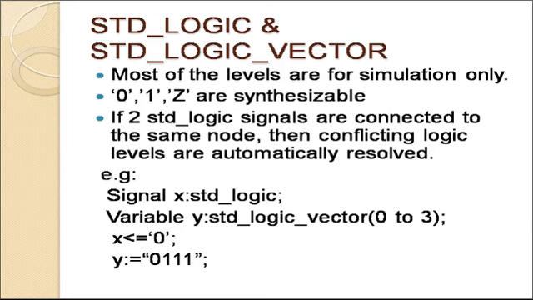The example is also given here: the signal X is std logic and the variable Y is a std logic vector 0 to 3, instead of 3 down to 0. Now it is 0 to 3. And you can also see the assignment operator: when the value is assigned to X, because X is a signal, the assignment operator is less than or equal to, and when a value is assigned to Y, because Y is a variable, you can see the assignment operator is colon equal to, and the value is written inside double inverted commas.